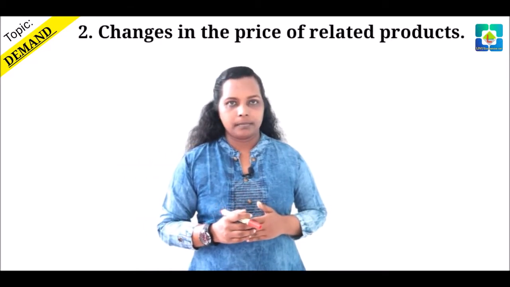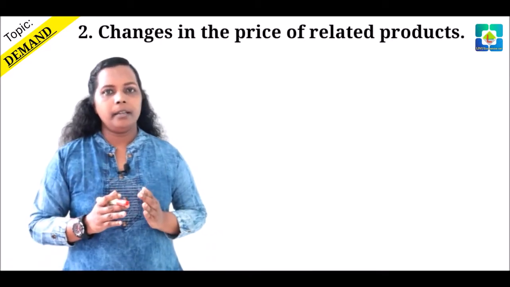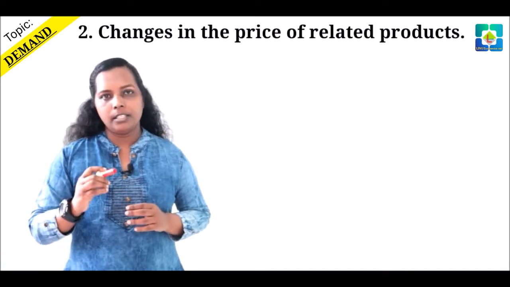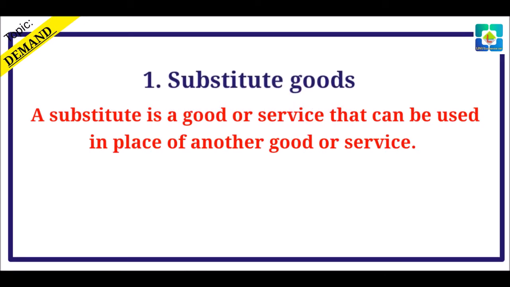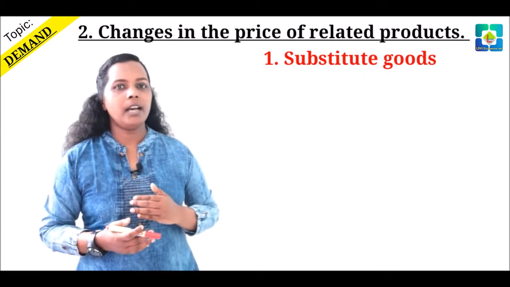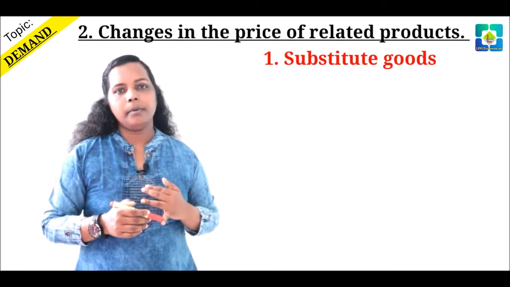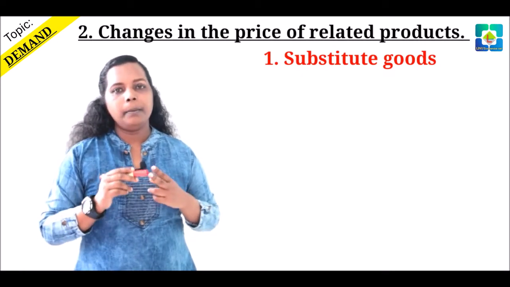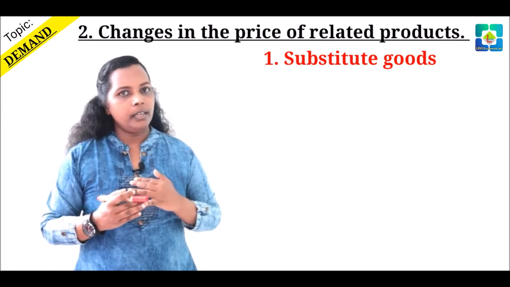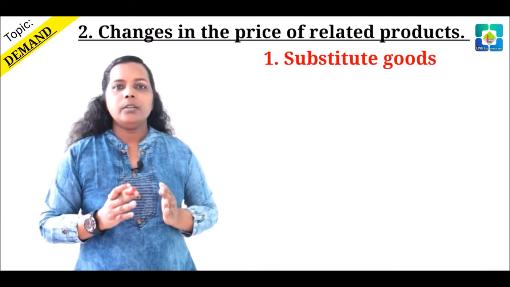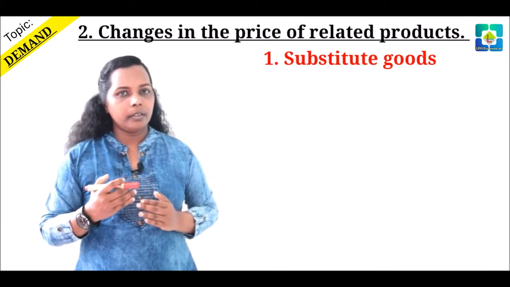The next point is the price of related products. The demand for a good is affected by the price of related products such as substitute goods and complementary goods. A substitute is a good or service that can be used in place of another good or service. We have a lot of examples for substitute goods. For example, public transport and car, Pepsi and Coca-Cola, and there are different types of products, noodles and pasta. So with these goods, instead of one good, we can use another good.